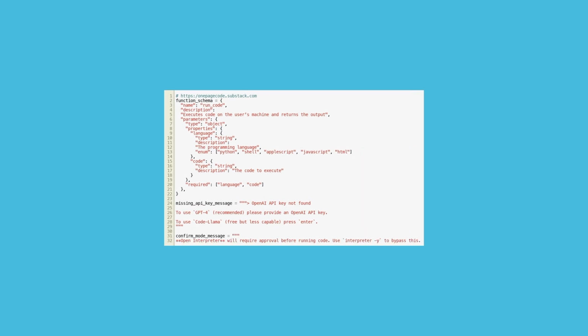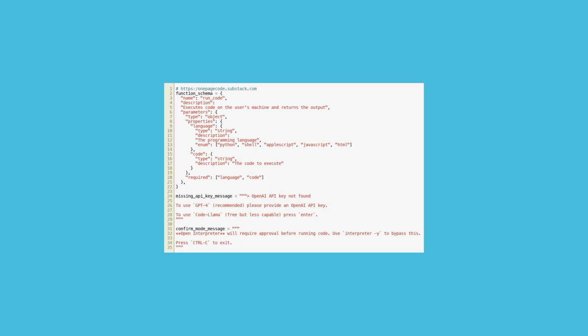The type property specifies that the parameters are of type object. The properties property is an object that specifies the properties of the object type. The language property is a string that specifies the programming language of the code to be executed. The code property is a string that specifies the code to be executed. The required property is an array that specifies which properties are required, which in this case are language and code.